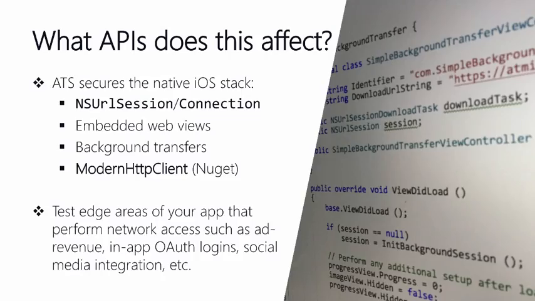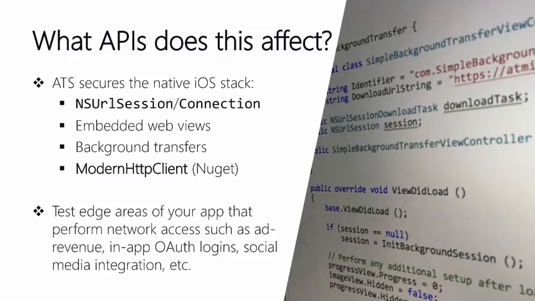So what does this API affect? Well, first, it affects the native iOS stack. That means places where you might be using NSURLSession or NSURLConnection or CFURL. Now that's going to include things like embedded web views. So if you use UIWebView or WKWebView, then you're going to hit ATS restrictions. And it's going to be fairly obvious because you'll try to navigate to http www.xamarin.com and it will fail.